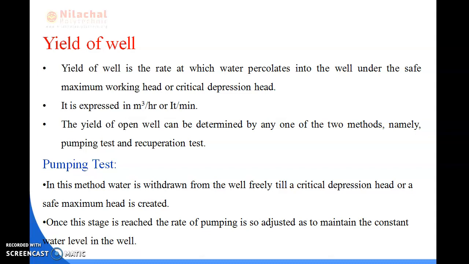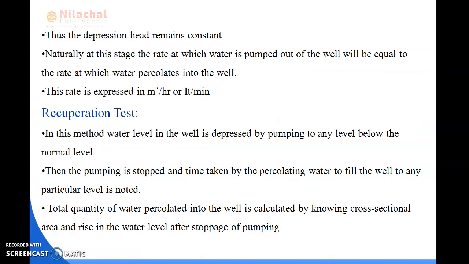In the pumping test method, the water is withdrawn from the well freely till a critical depression head or a safe maximum head is created. After this stage is reached, the rate of pumping is adjusted to maintain a constant water level in the well, so the depression head remains constant, and the yield can be expressed as meter cube per hour or liter per minute. So this is the pumping test method. Second, we will discuss the recuperation test method.